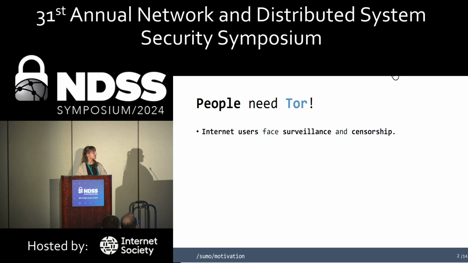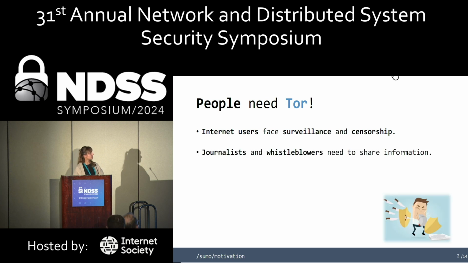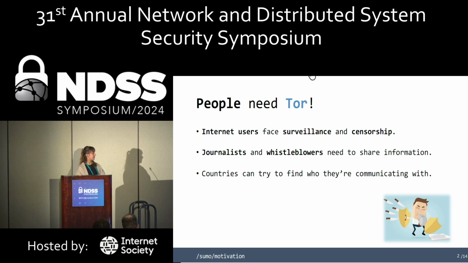Internet users face increasing surveillance and censorship, and this puts their privacy at risk. Also, journalists and whistleblowers need to share very sensitive information. However, there are several entities that may be powerful enough and may have motivations to try to find out who they are and who they are communicating with. Countries are, for instance, an example of entities that may have these resources. So this is where anonymity comes into play.